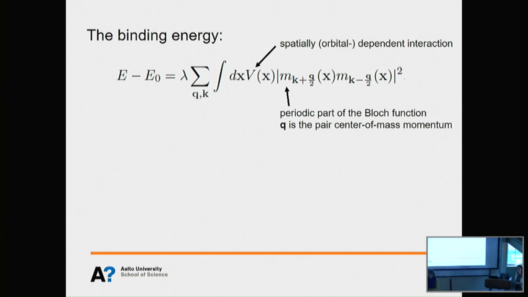I just wanted to know, is it sensible to think about the symmetry of the paired wave function, like you do in BCS theory? Which symmetry? Orbital symmetry, s-wave, p-wave pairing. Is it sensible to think in those terms, or do you have to think in a different way? Well, we have so far looked at s-wave pairing.